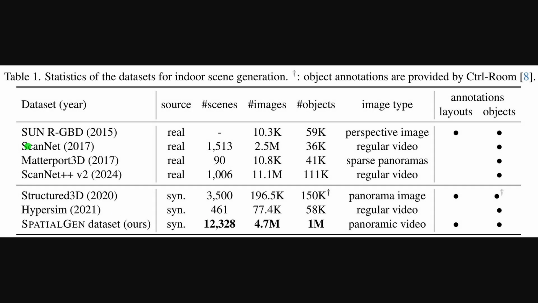Table 1 compares indoor datasets and makes the point that scale and annotations drive controllable 3D scene generation. The table highlights that the new synthetic set offers the most scenes and panoramic videos, which matters because multi-view coverage teaches consistent geometry and semantics. Real collections provide realism but lack views or complete labels. Synthetic sets vary, yet this one pairs large size with full 3D layout and object annotations.